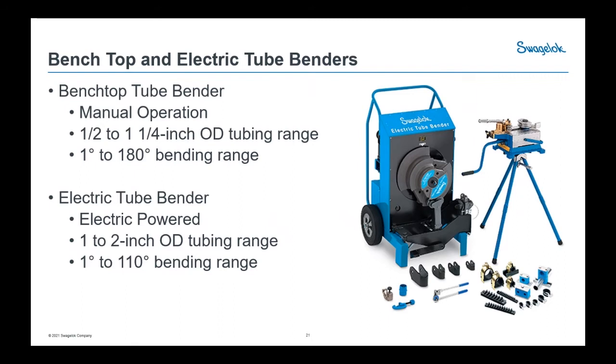You can mount it on the bench or stick it on the optional tripod that you see in the picture right there. Then it has a crank on it with 3 different speeds that you can just turn around and make your bends. Then the other bender on the left is our large tube bender. That one bends 1 inch up to 2 inch, and it does tubing in 1 degree to 110 degree increments.